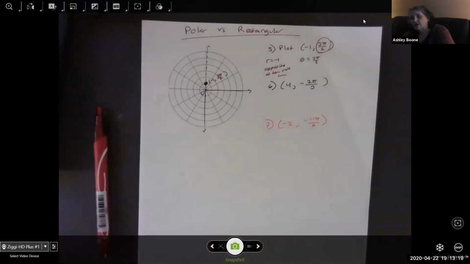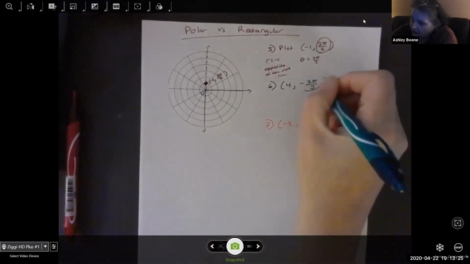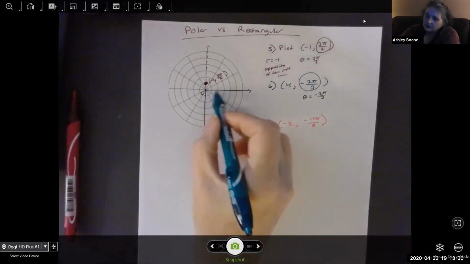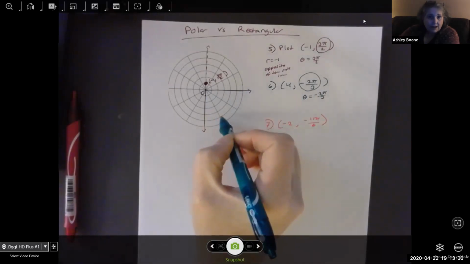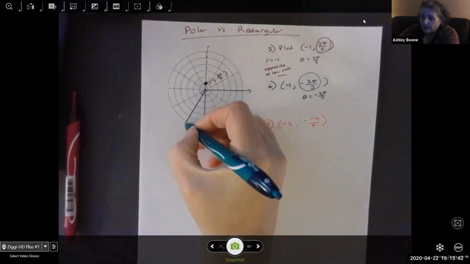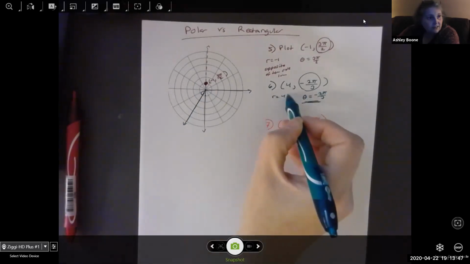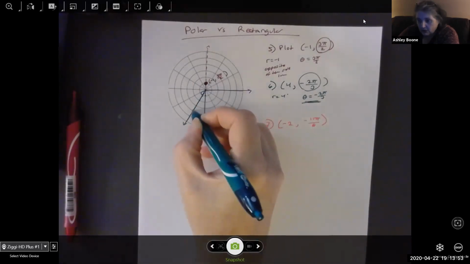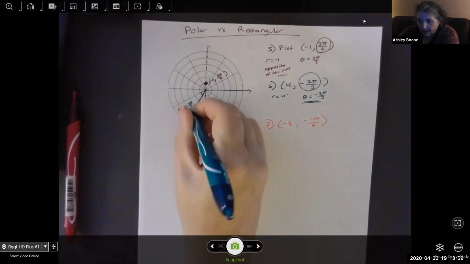Number 6 is the polar coordinate 4, -2 pi over 3. So our direction angle is theta equals -2 pi over 3. So starting at your polar axis, -pi over 3 would be right here. -2 pi over 3 would be right here. So here's the terminating side for -2 pi over 3. Our R value is 4. Since it's positive, we're going to go on the terminating side 4 units. So right there is the point 4 and -2 pi over 3.